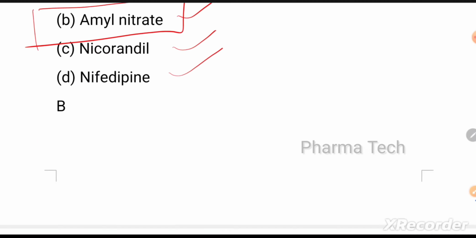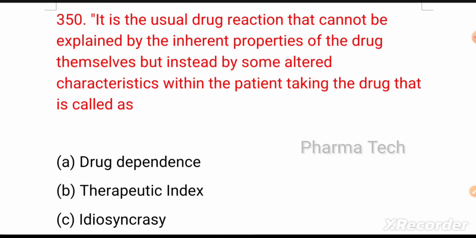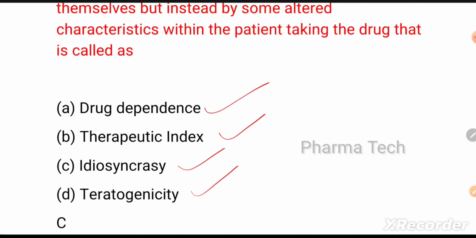Next question: an unusual drug reaction that cannot be explained by the inherent properties of the drug itself, but instead by some altered characteristics in the patient taking the drug, is called? Drug dependence, therapeutic index, idiosyncrasy, teratogenicity. Answer is C, idiosyncrasy.